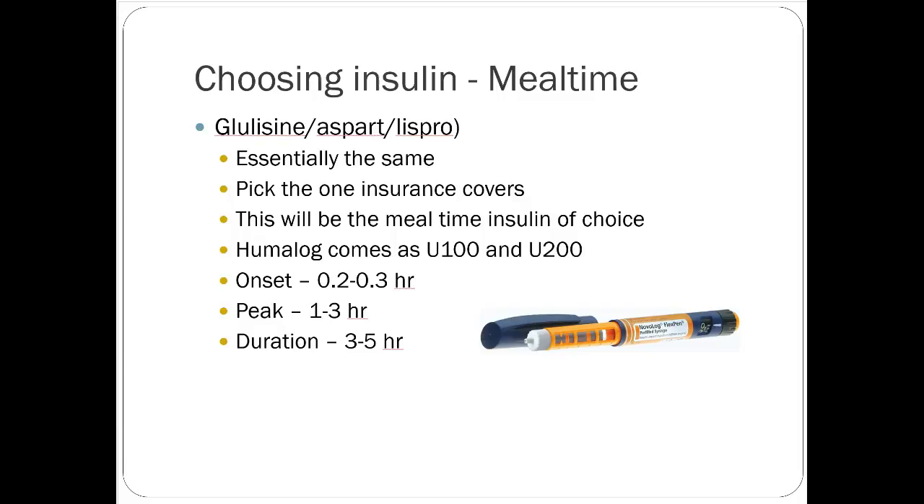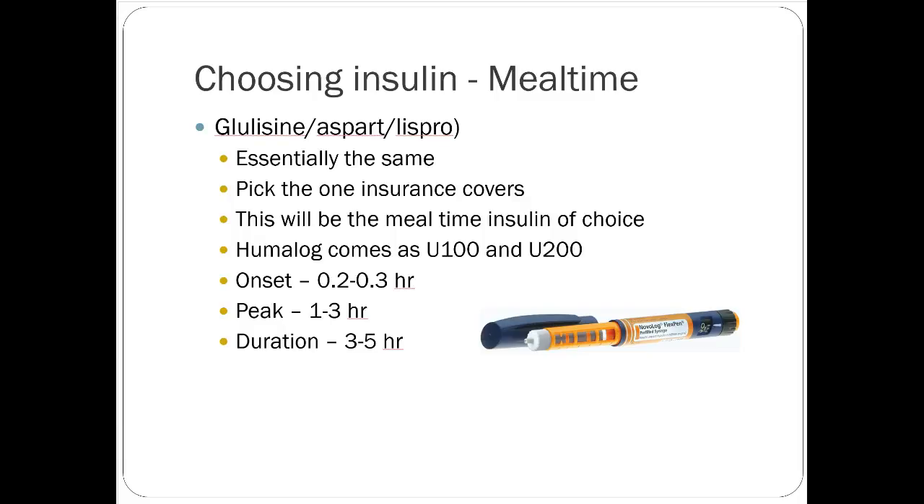Mealtime insulins are pretty straightforward. You have three: glulisine, aspart, and lispro. They're all basically the same, and really you're going to pick the one the insurance covers. They all come in pens. Humalog does come in as a U200, so that is an advantage to that specific brand of the product.